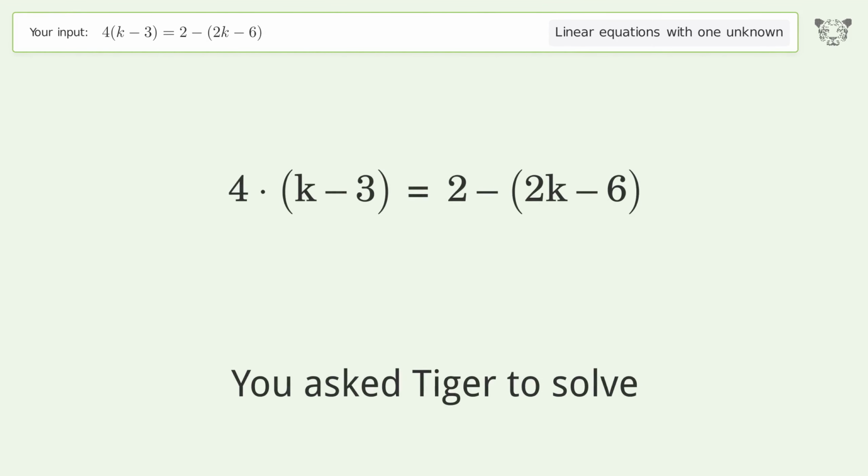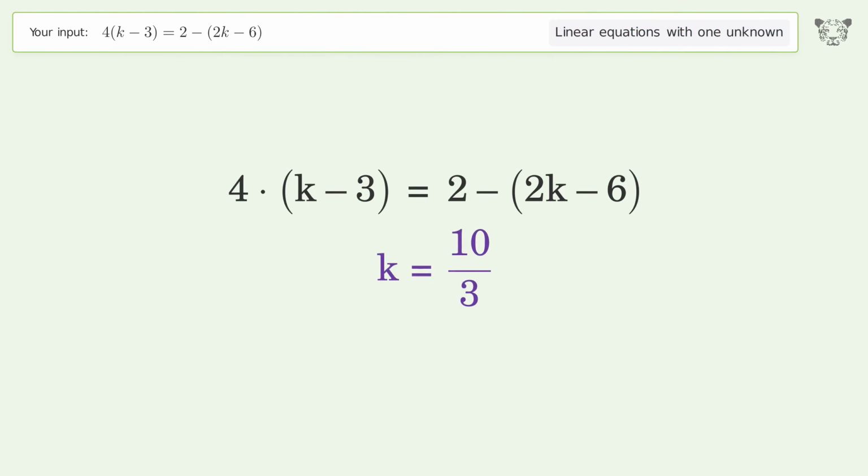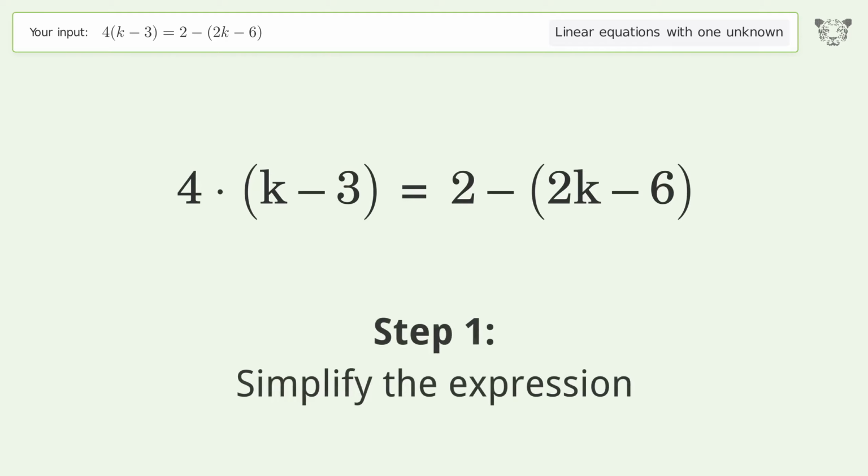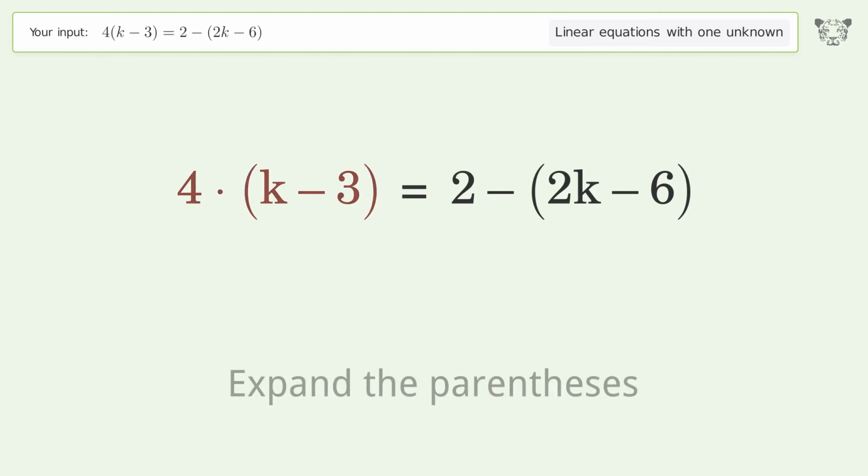You ask Tiger to solve. This deals with linear equations with one unknown. The final result is k equals 10/3. Let's solve it step by step. Simplify the expression. Expand the parentheses.